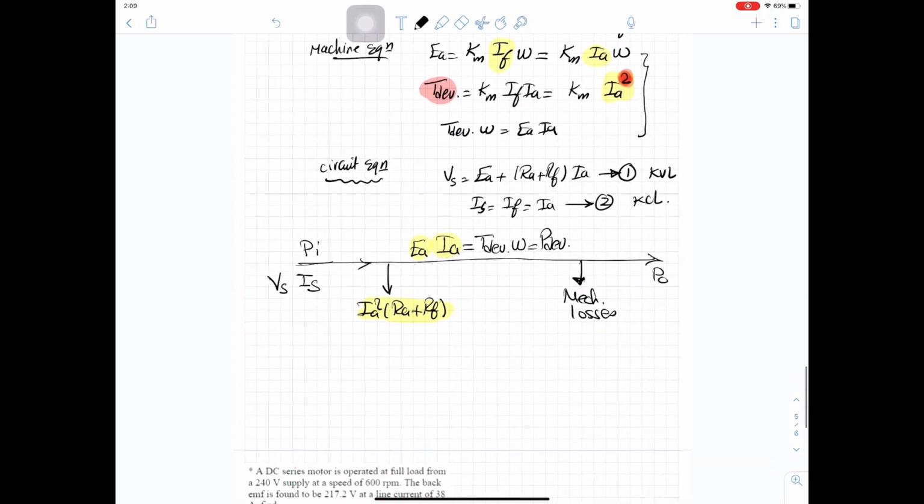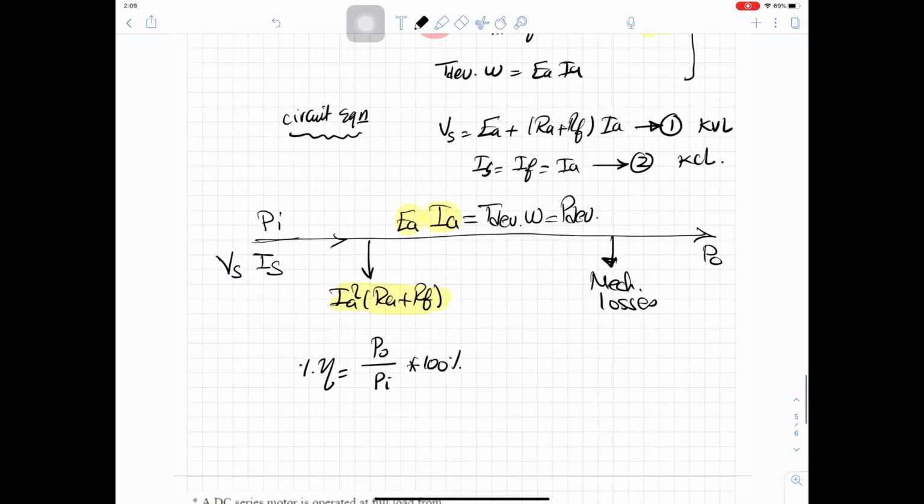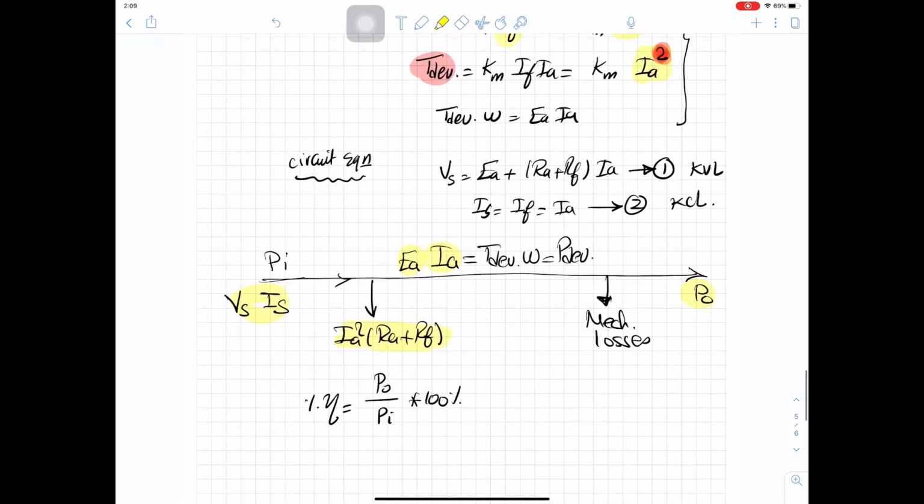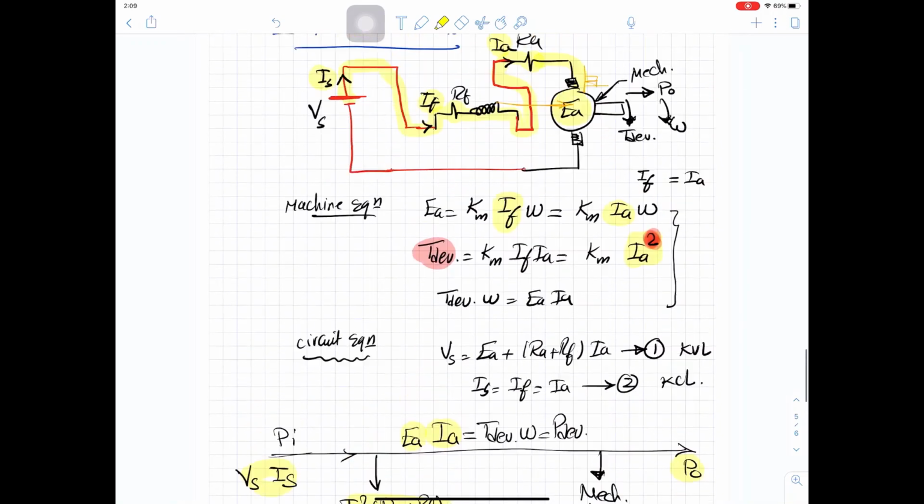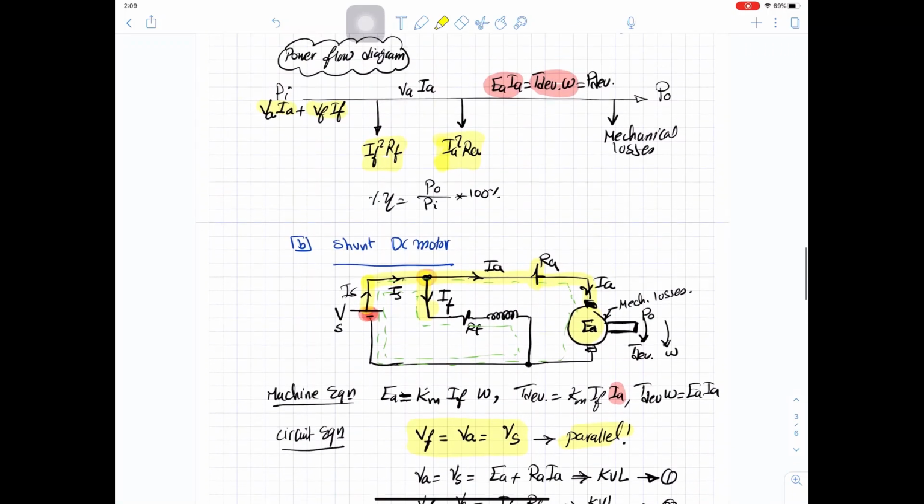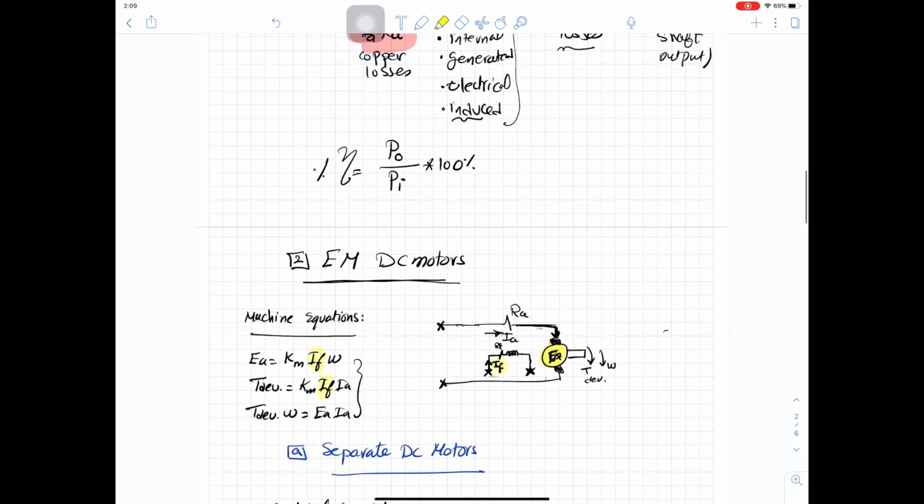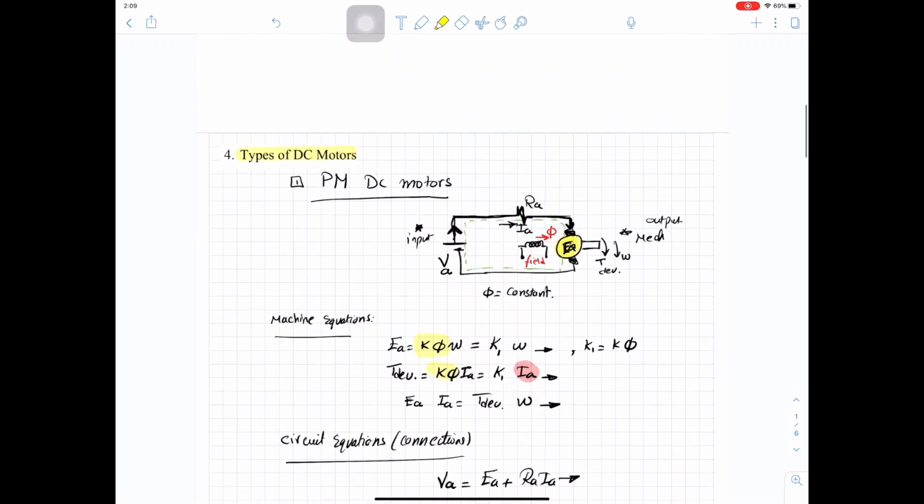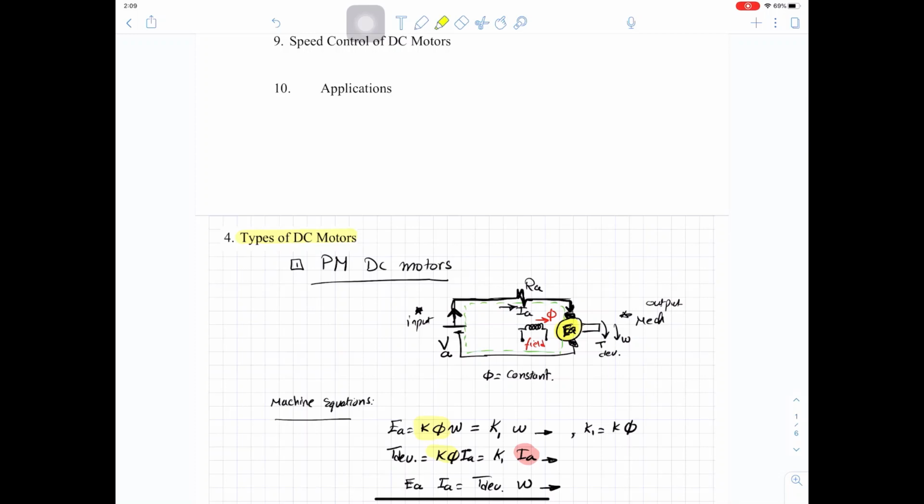If we need to find an expression for the percentage efficiency, it is P out over Pin multiplied by 100%, and this is the percentage efficiency. And here we can see P out and Pin. And this is the fourth type of machine. So in this part, we covered the series motor, the shunt motor, the separate motor, and the permanent magnet motor. And these are all the types of DC motors.